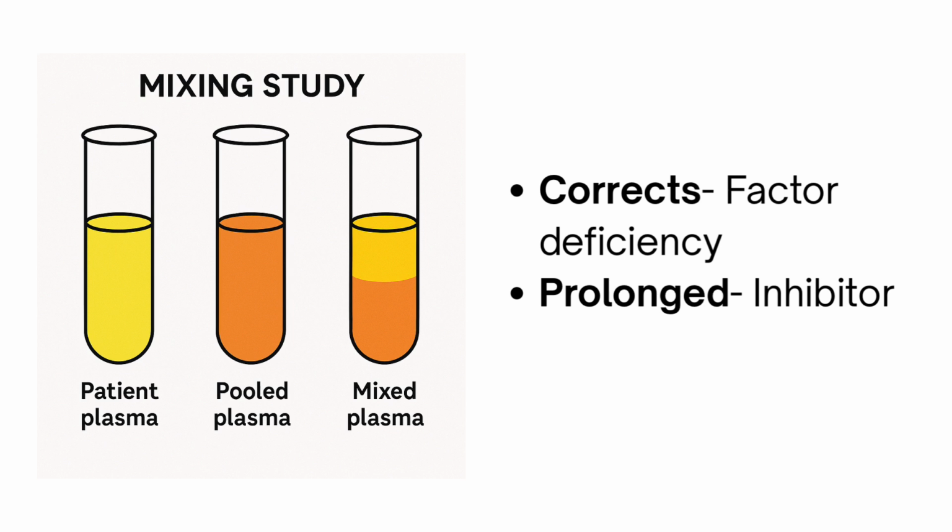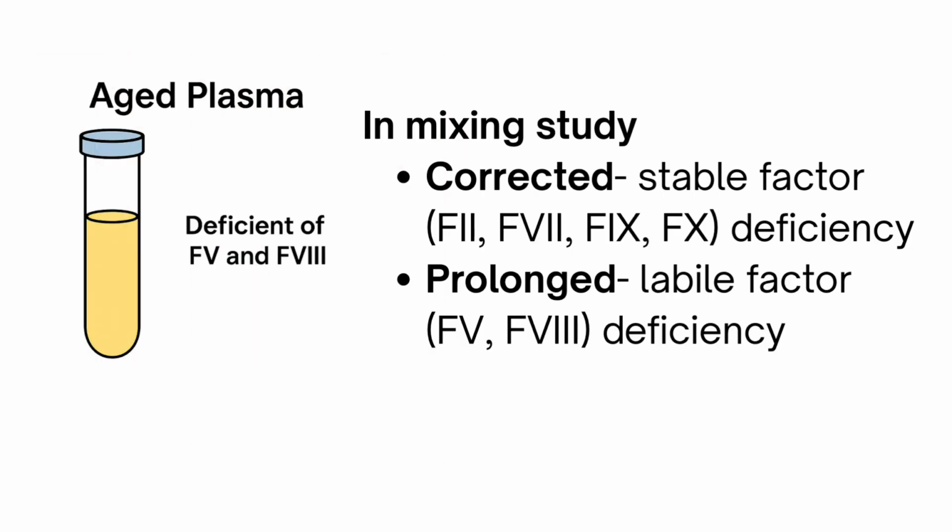One special note, factor 8 inhibitors may need up to 2 hours to be active. So if you are checking for factor 8 antibodies, the mixed sample must be incubated for 2 hours before testing. Now let's quickly understand two special types of mixing study used in coagulation tests to screen factor deficiencies: aged plasma and adsorbed plasma. Now what is aged plasma?